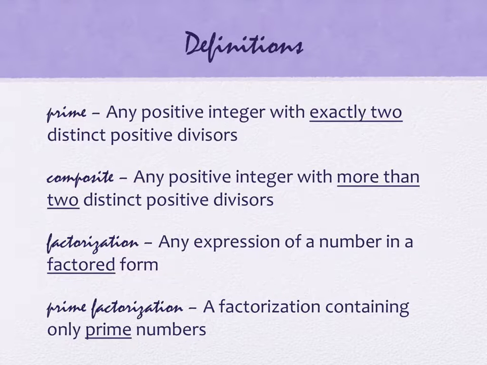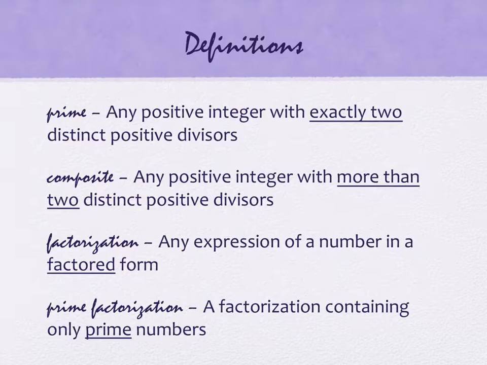So let me ask you a question. The number 1, is the number 1 prime? Does the number 1 have exactly two distinct positive divisors? What do you think? What are the divisors of the number 1? Just 1, right? It doesn't have two distinct divisors. It only has one. So the number 1 is not prime.